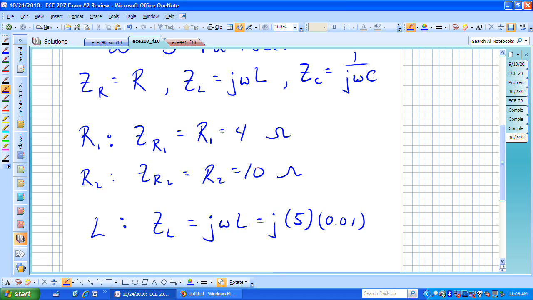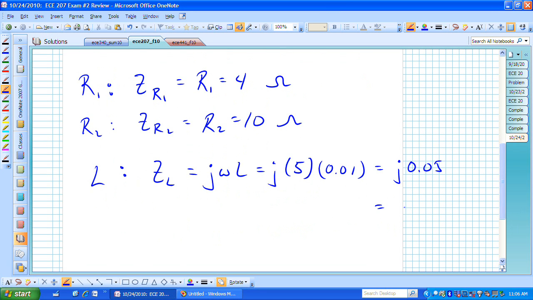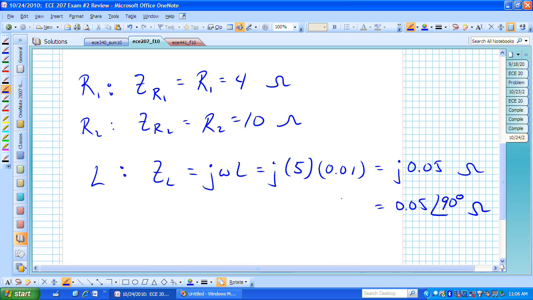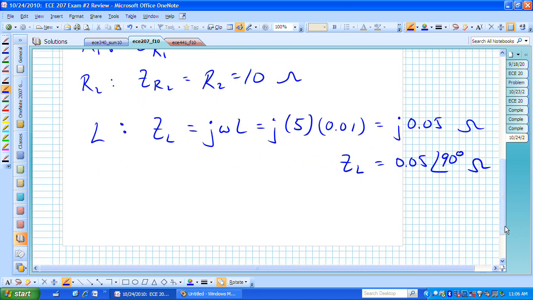L needs to be expressed in henries, and we now have that Z sub L is simply j times 0.05, or you could have said that that was 0.05 at 90 degrees. Either of those answers would be correct, depending on how you want to use it. If you're going to be dividing by things, you might actually want it to be in the polar form versus the rectangular form, but they're basically right there next to each other in terms of what they are.